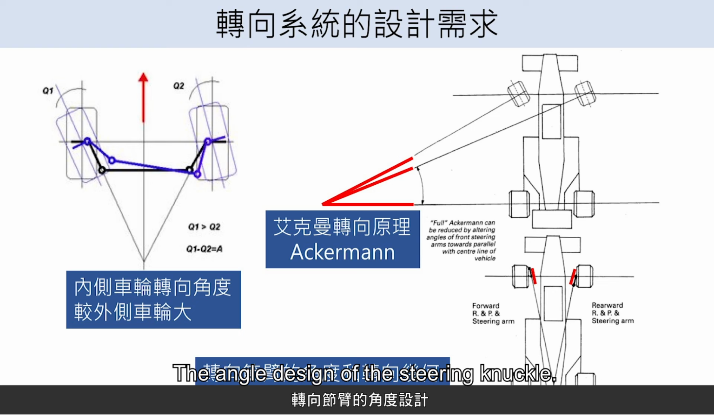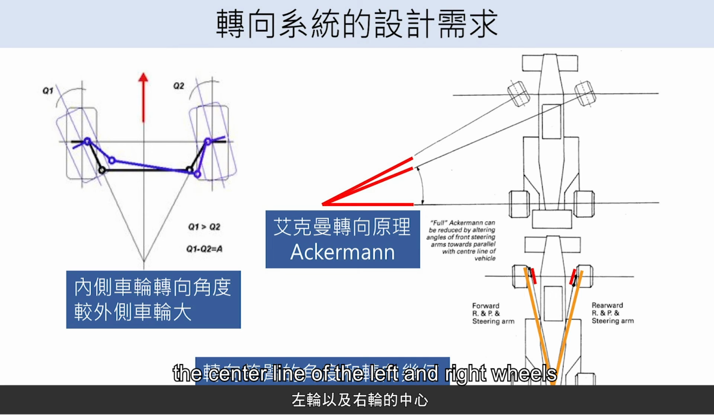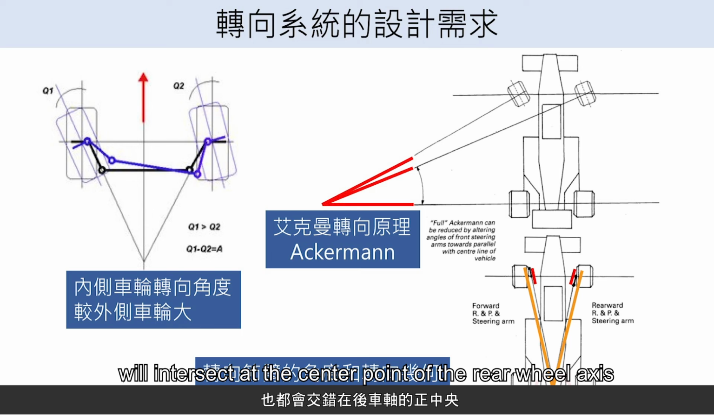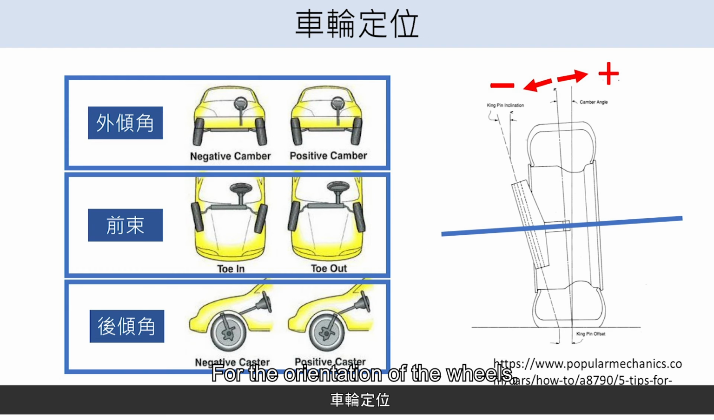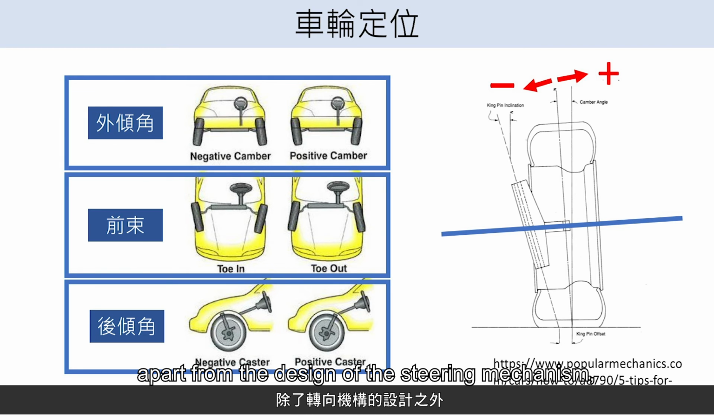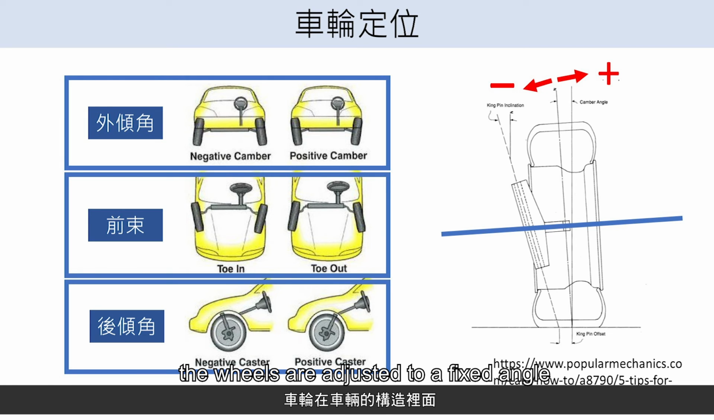The angle design of the steering knuckle, the center line of the left and right wheels, will intersect at the center point of the rear wheel axis. This is designed to allow the steering system to get good control. For the orientation of the wheels apart from the design of the steering mechanism, the wheels are adjusted to a fixed angle in the structure of the vehicle to make the vehicle more stable.